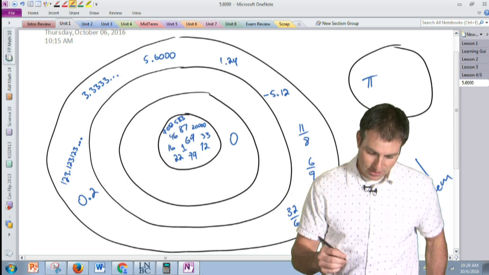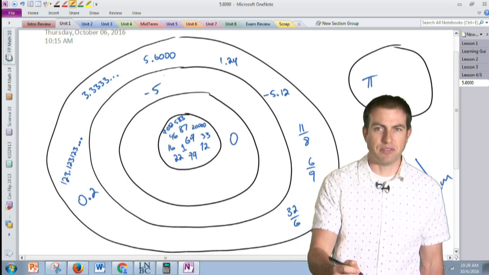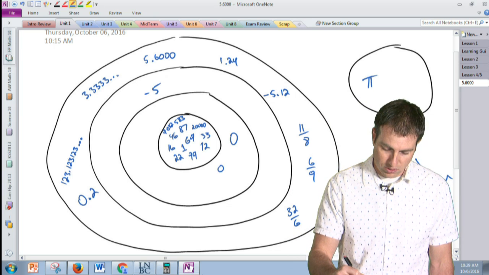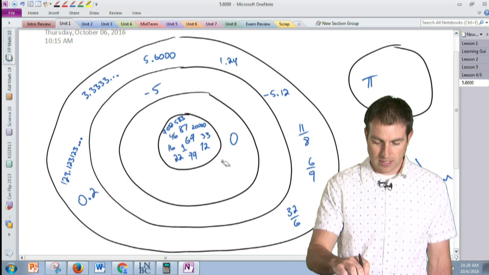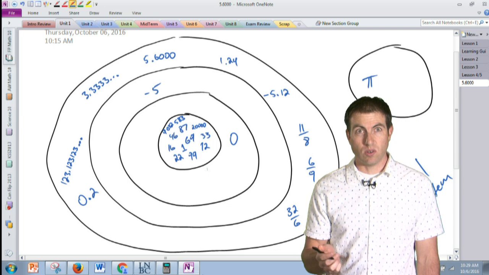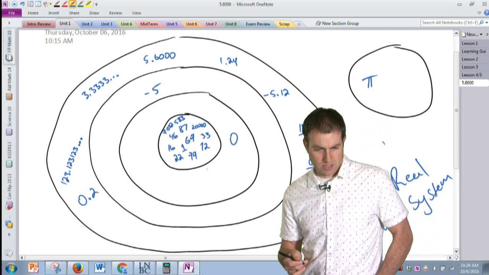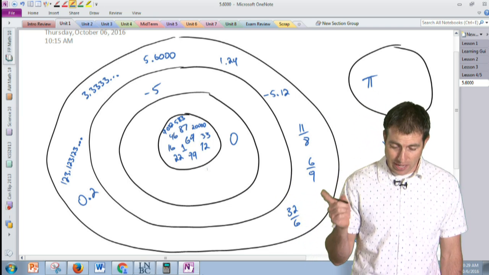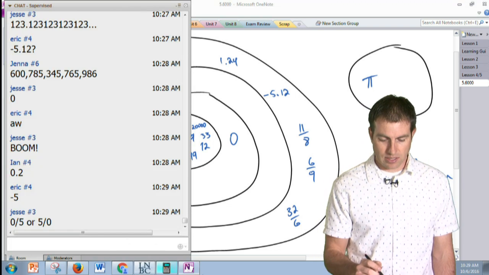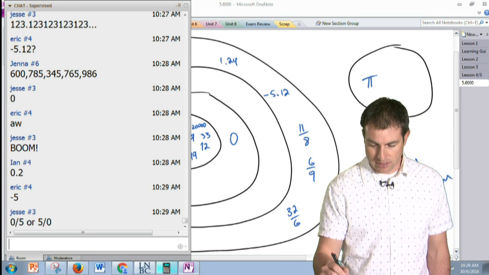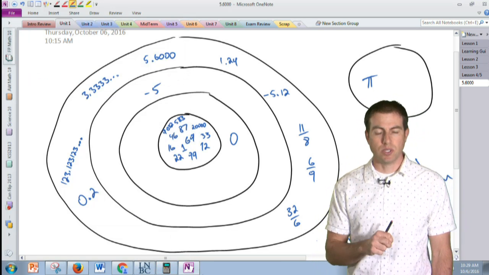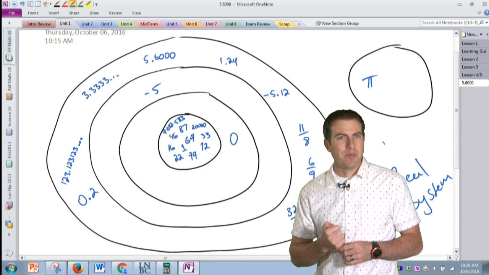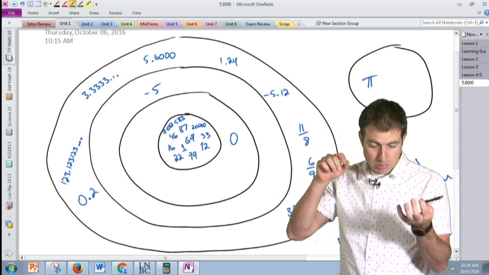Oh, Eric, you read my mind. Negative 5. 0 over 5 is technically 0, so we'll just leave it in that second ring. And 5 over 0, you can't divide by 0, it's undefined. It's just an impossible math operation. But Eric has this negative 5. And Eric, you and Jesse have filled in these two rings. So maybe let's see if we can get a few more numbers in this third ring.